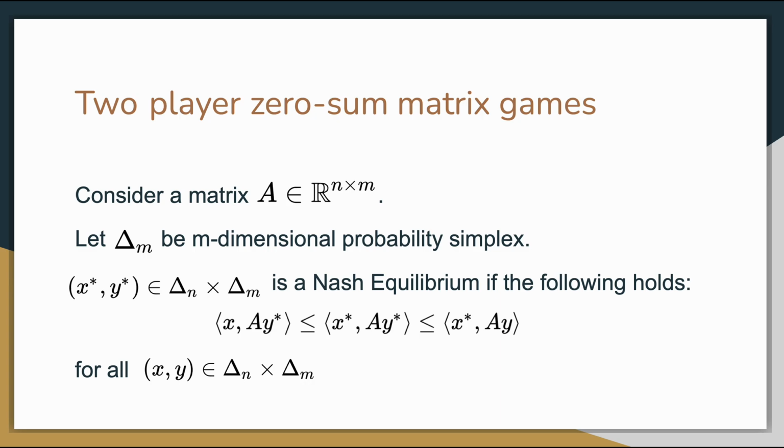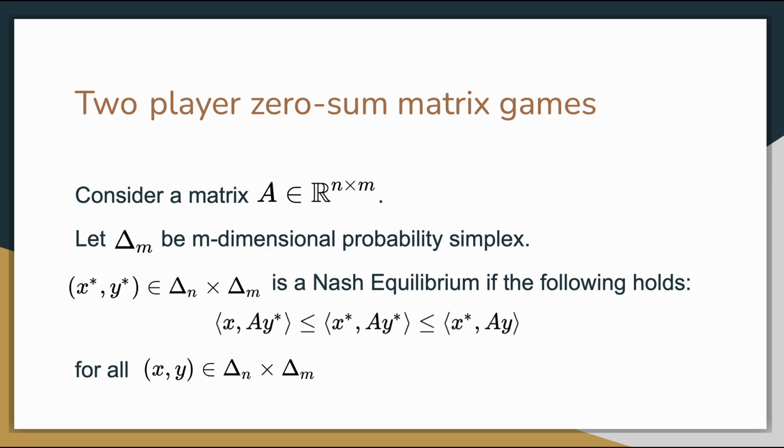In this presentation, we mainly deal with two-player zero-sum matrix games. So, let me first introduce you to the setting. Consider a matrix A with n rows and m columns. Let Δ_m denote the m-dimensional probability simplex.